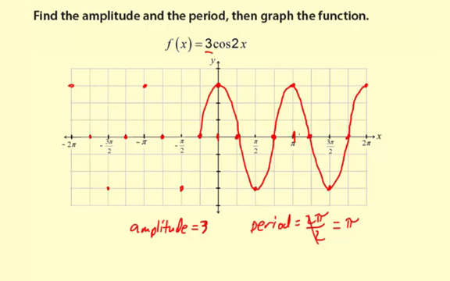when you're graphing a cosine or a sine function, it's important that you try to make curves. They're almost like little mini parabolas. You don't want to make them look like V's.